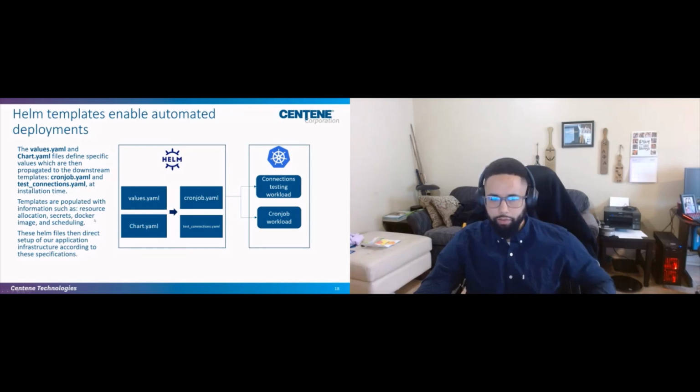So then these Helm files will direct setup of our application infrastructure according to whatever specifications we have defined in our values and chart YAML. So we have our values and charts. They go to the cron job YAML, test connections YAML, and then these direct deployments of connections testing for our workload, and then defining the actual workload on the Kubernetes cluster now.